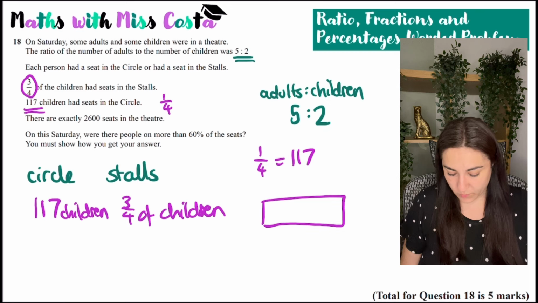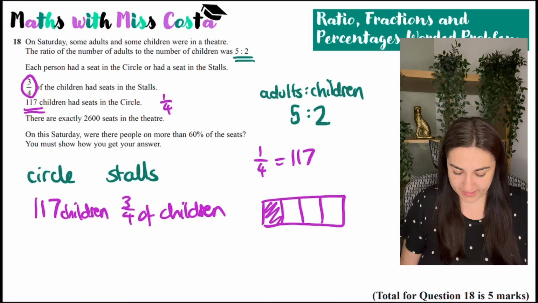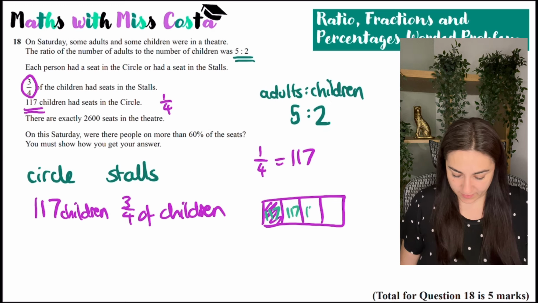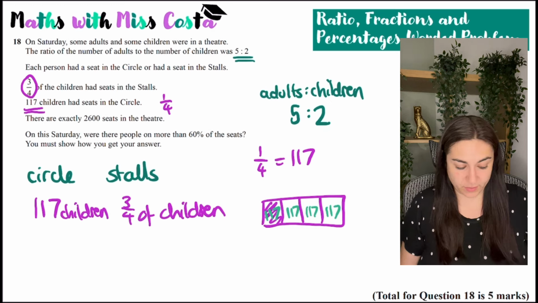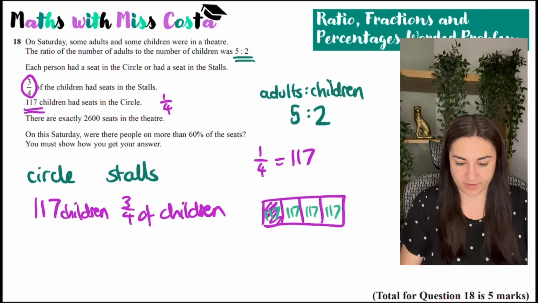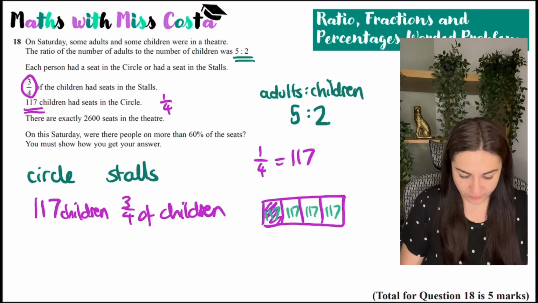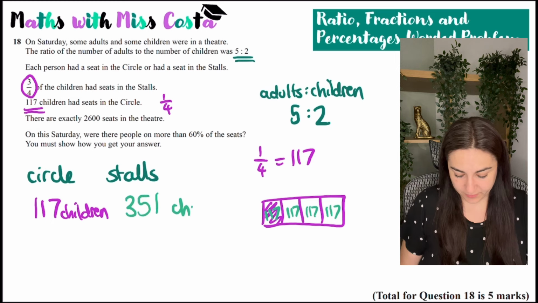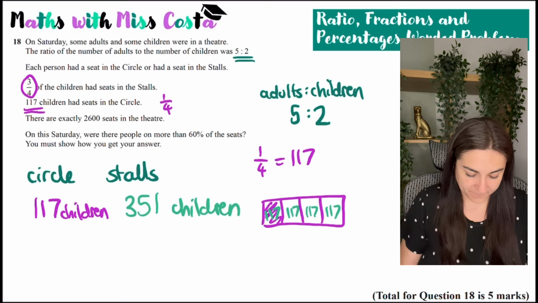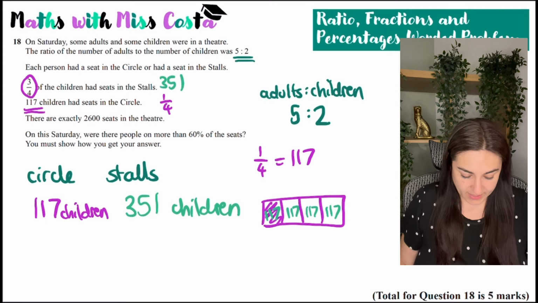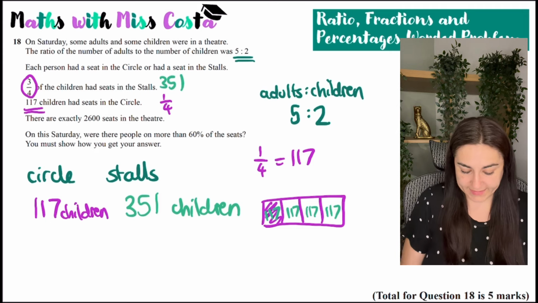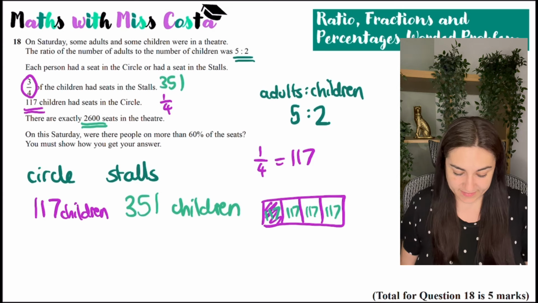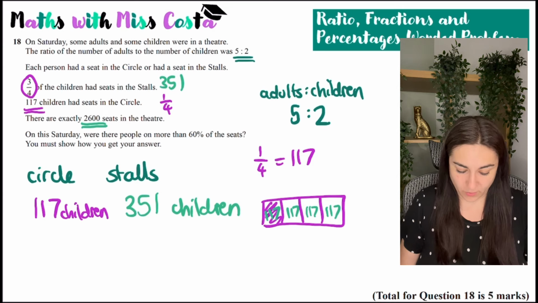So if 1/4 is 117, then I know that 3/4 must be 3 times 117. So 3 times 117 gives me 351. So I know that in the stalls there are 351 children. There are exactly 2,600 seats in the theatre. On this Saturday, were there more people than 60% of the seats? So let's deal with that in a little bit.